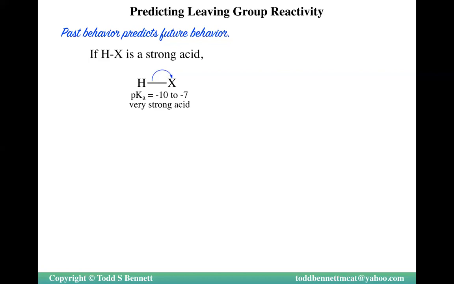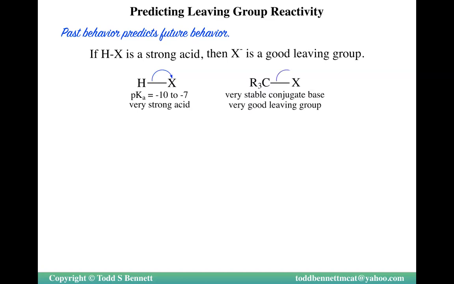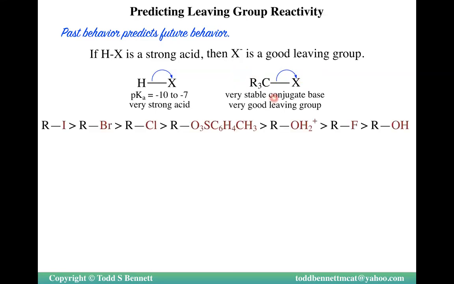And so what that means, sorry to make this a sociology class for a brief moment, but if something behaves in a certain way in one scenario, can we predict what it'll do in another scenario? So if this is a strong acid, that means X leaves from H very readily, then X must be good at leaving in general, which means it's probably going to be good at leaving from a carbon. Notice I put 3 R groups now, the crowded one, situation where it has to leave before anything can come and attack. So I'm going to use that as my typical example.